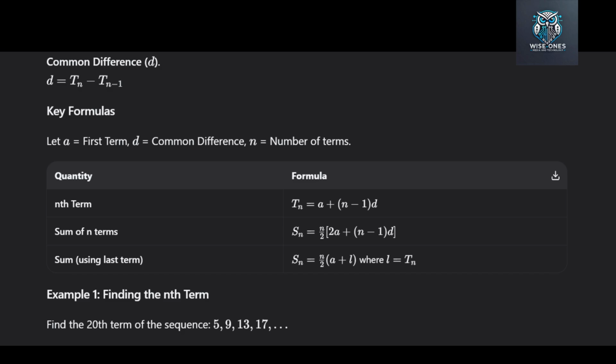T sub n equals a plus open bracket n minus 1 close bracket multiplied by d. This tells you what any specific term is without listing them all.